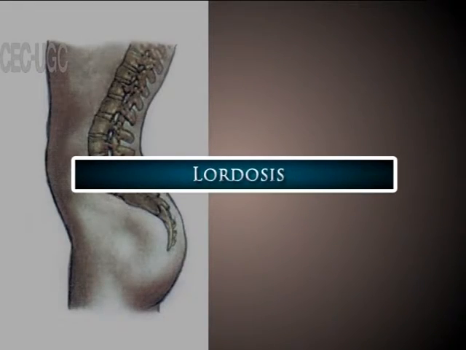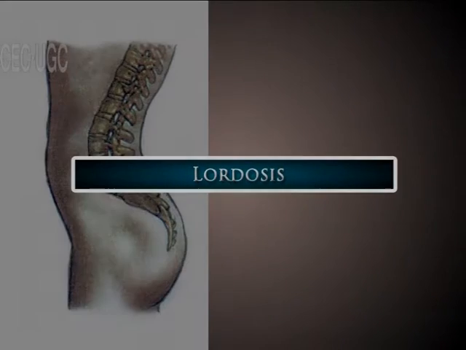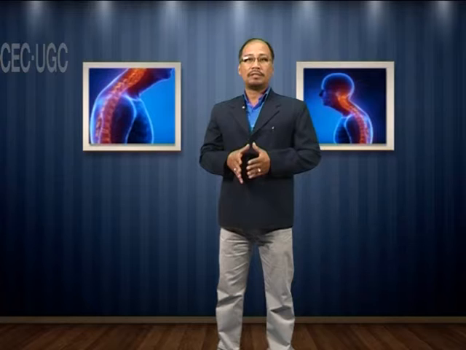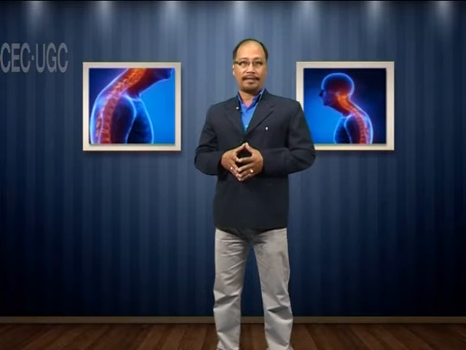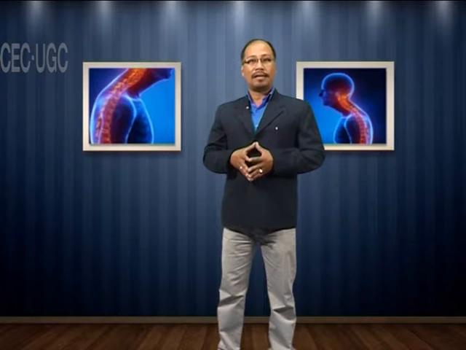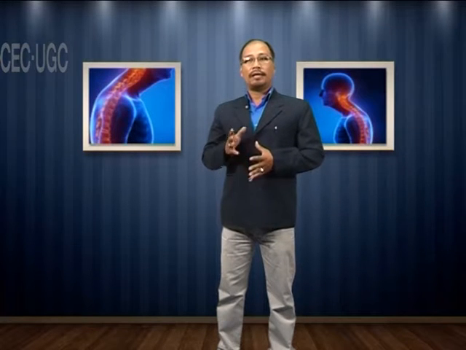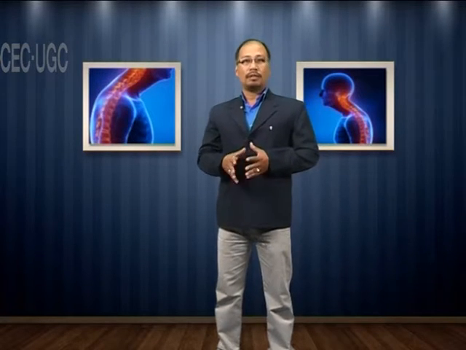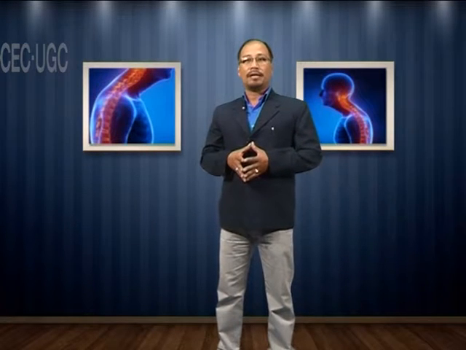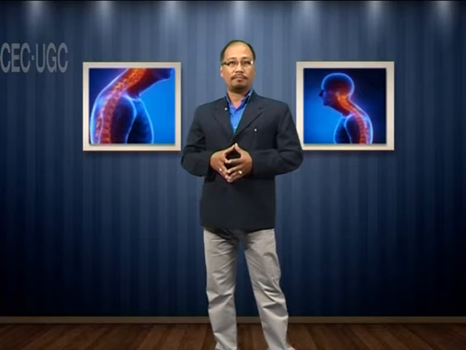So here comes the lordosis. Lordosis is a condition where there is an increased inward curvature of the spine. The spine has a natural curve which is very mild and it helps the spine in its proper function. The natural curve is formed due to the shape of the individual vertebrae that make up the spine.